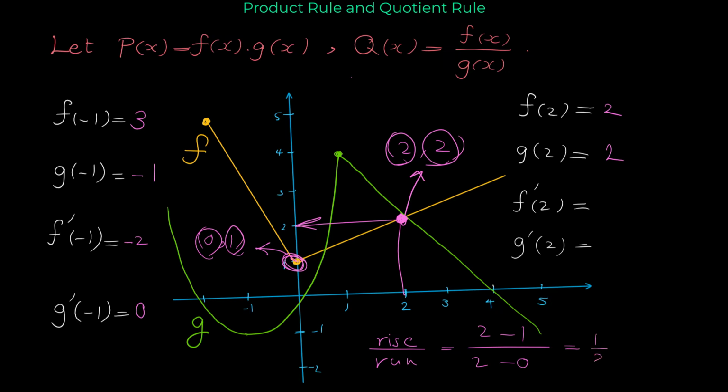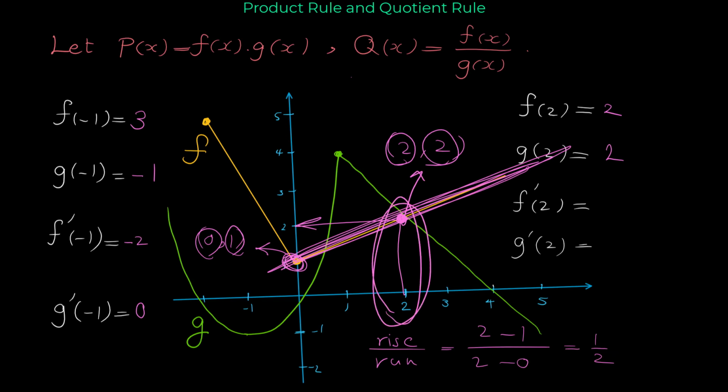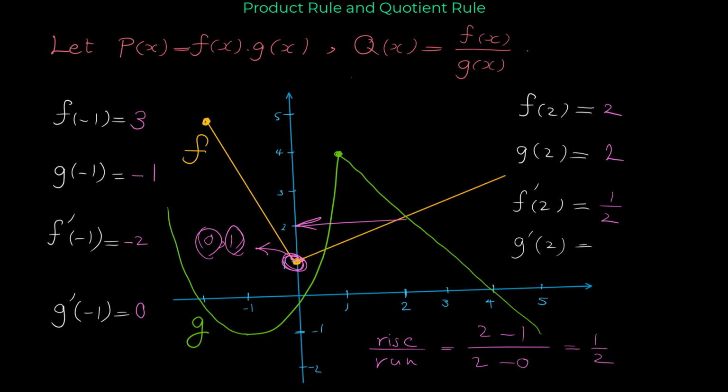This equals 1/2. So the slope of this line, which point x equals 2 lies on, is 1/2. So what is f prime of 2? F prime of 2 is 1/2. Let me erase these extra things from here.